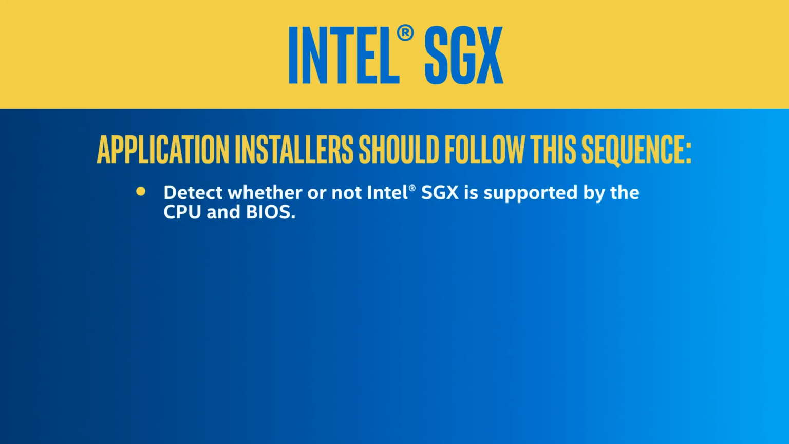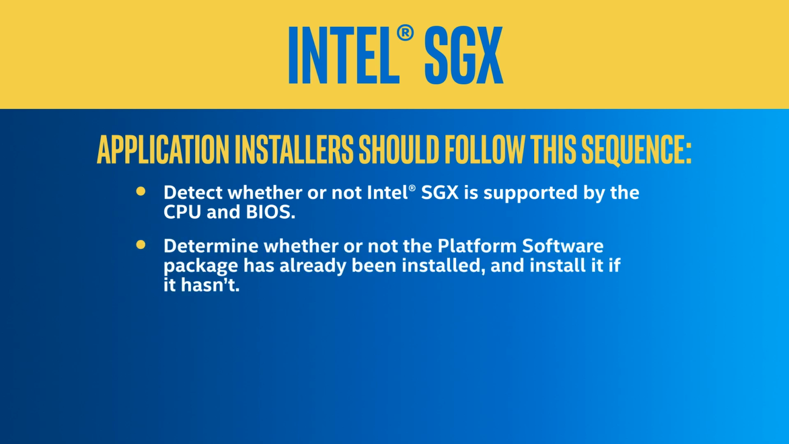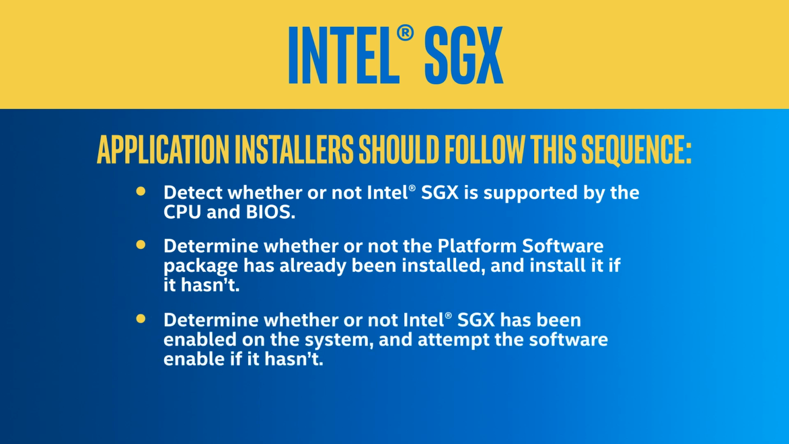Application installers should follow this sequence. Detect whether or not Intel SGX is supported by the CPU and BIOS. Determine whether or not the platform software package has already been installed, and install it if it hasn't. Determine whether or not Intel SGX has been enabled on the system, and attempt the software enable if it hasn't.